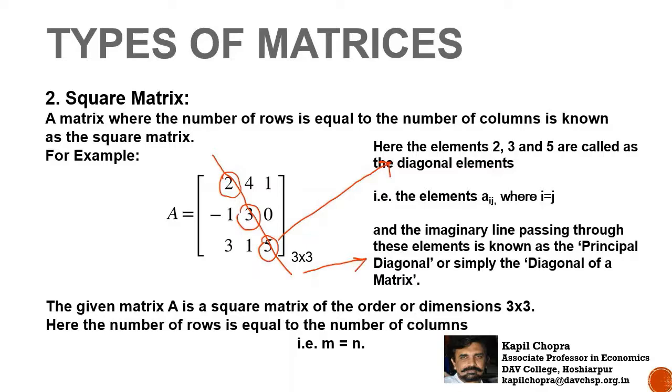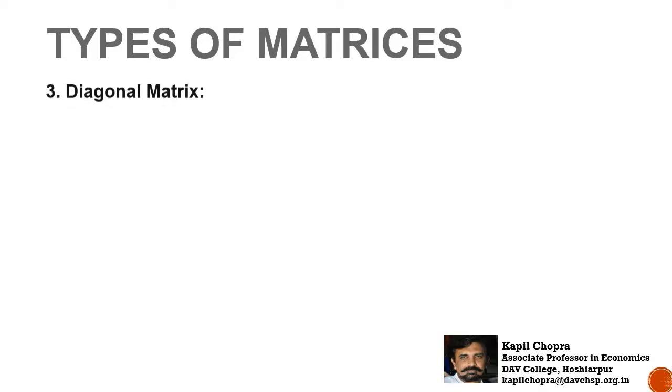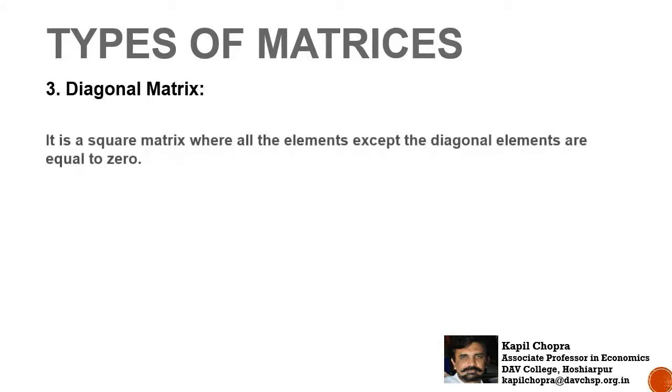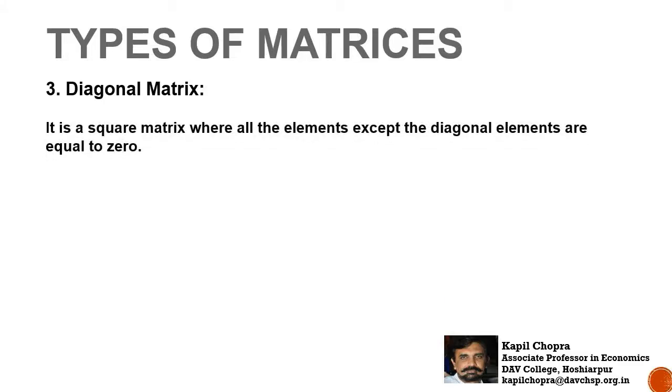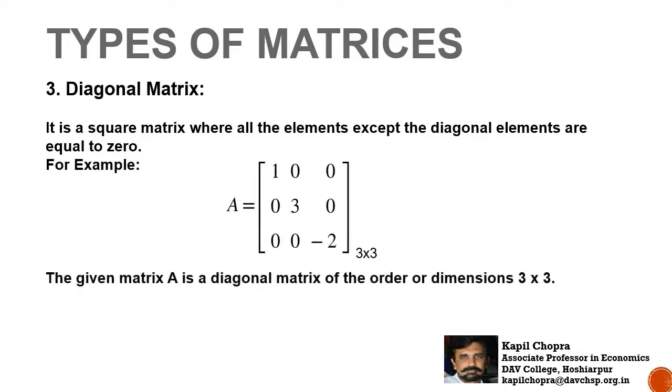The next type is the diagonal matrix. It is a square matrix where all the elements except the diagonal elements are equal to 0. For example, the given matrix A is a diagonal matrix of the order or dimensions 3 by 3. Here Aij is equal to 0 for i not equal to j.